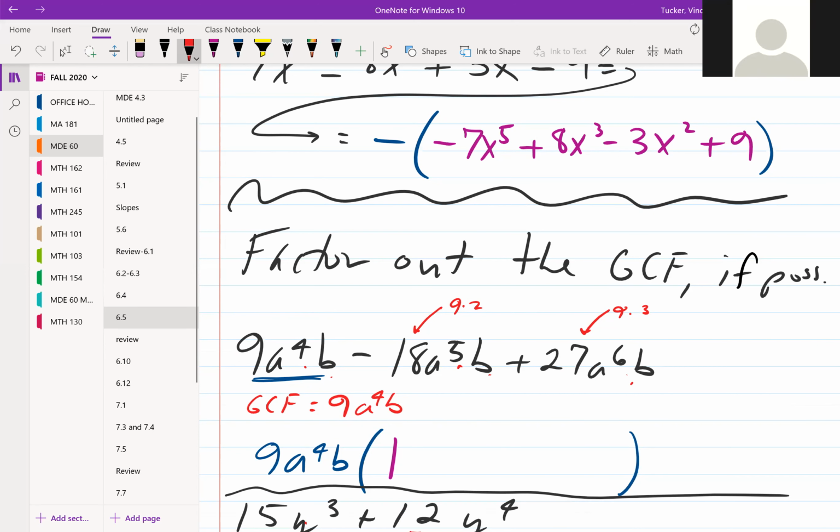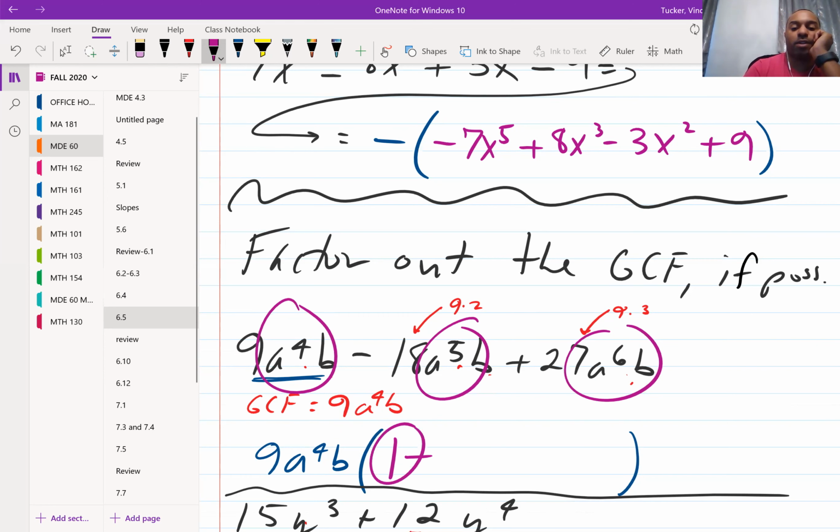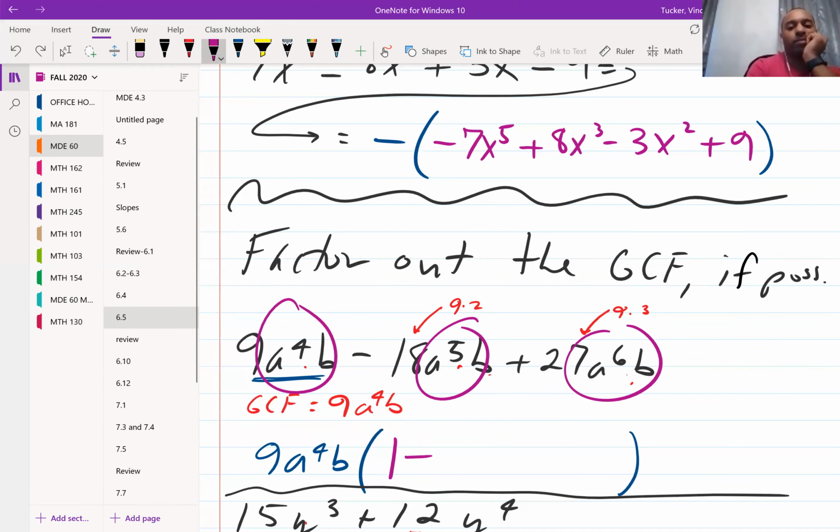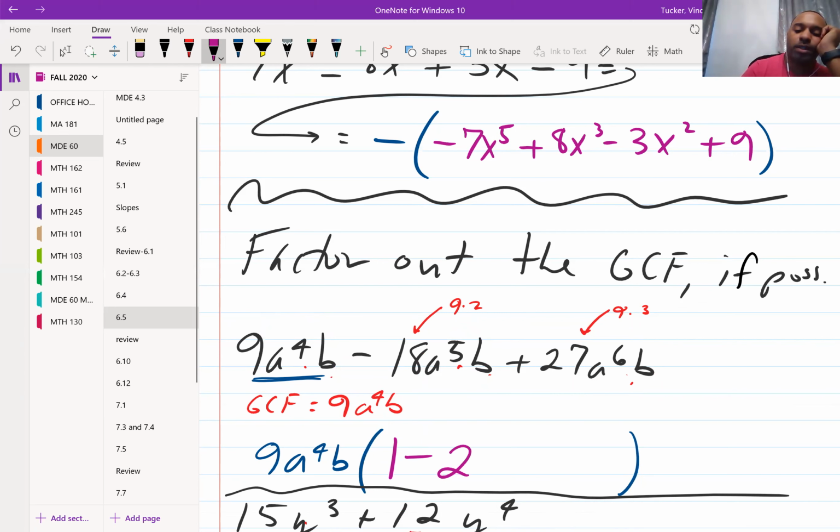So within the parentheses? Yes, in the parentheses. A lot of times people will forget that 1. But remember, if I have 3 terms here, then I need 3 terms here. So that 1 is going to represent that term in the parentheses. All right. So 18a to the 5th b. From the 18, I factored out 9, so I'm left with 2. From a to the 5th, I took a to the 4th, so that means I'm left with 1a, and I took that b, so nothing else is left.